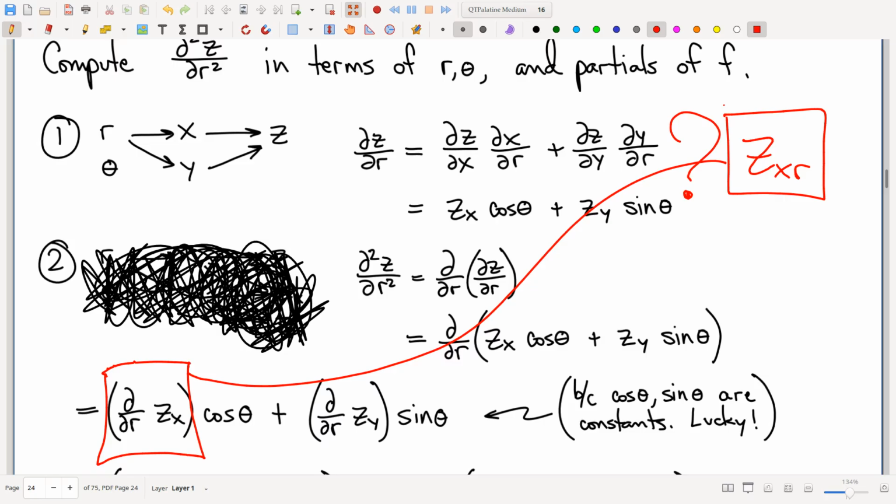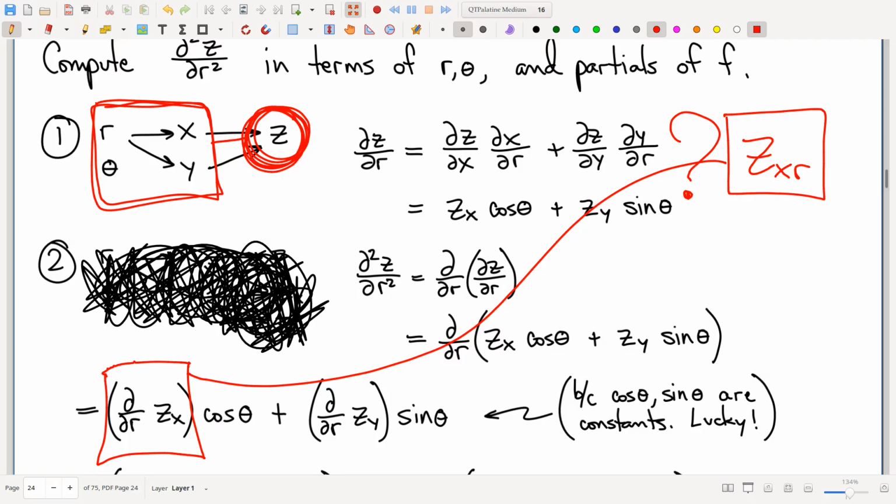I claim this is nonsense. Because for that to make sense, I would need to view z as a function of a collection of variables including both x and r. And you're not allowed to do that, right? Those variables, r, theta, x, and y, are not independent of each other. So you can't, that doesn't make any sense.